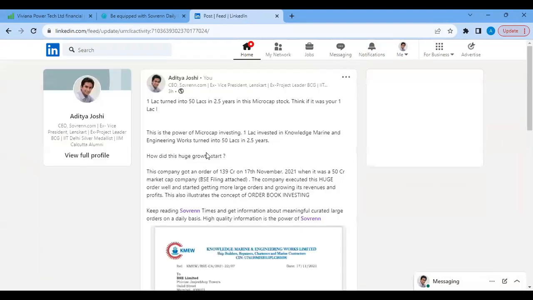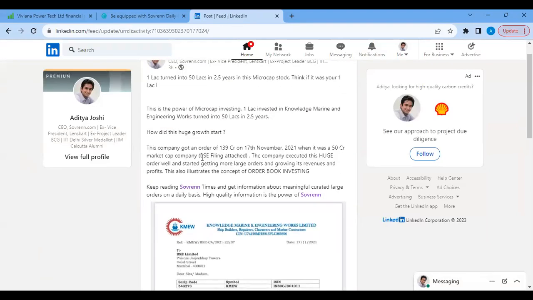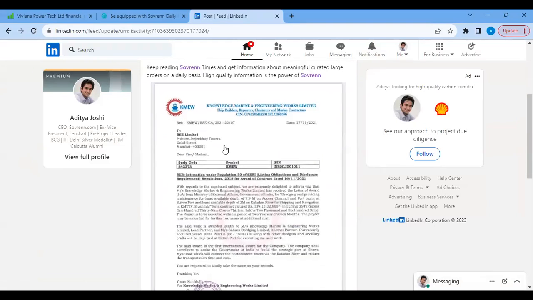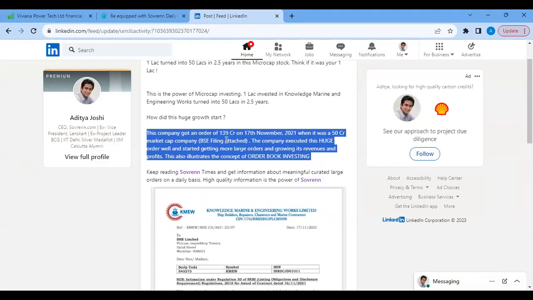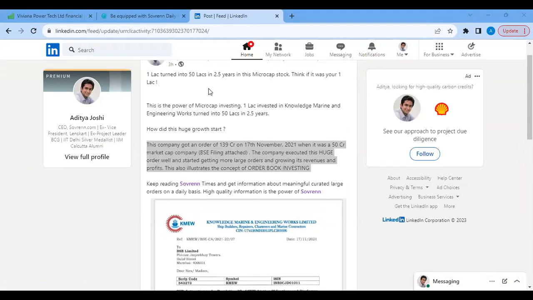This company also got a very large order, Knowledge Marine, and you can see it got a 140 crore order on 17 November, and it became 50x. 50 गुना हुई company. So large orders are very powerful. The most powerful thing ever. Large orders are very, very powerful. They can create huge wealth for the investors. Even 50x.